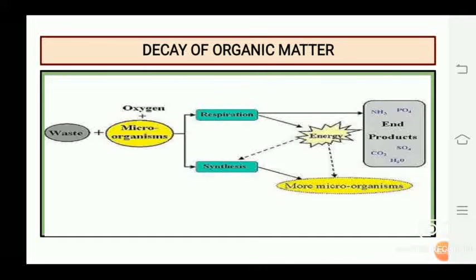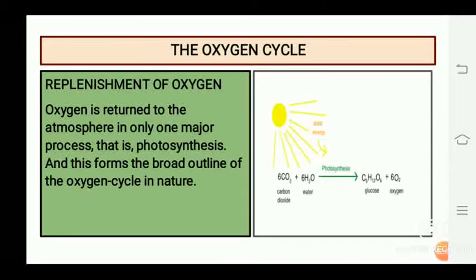Now how is it released or replenished? Replenishment of oxygen: it is returned to the atmosphere by only one major process, that is photosynthesis. In photosynthesis, plants or all the life forms containing chlorophyll prepare food with the help of carbon dioxide and water in the presence of sunlight. Okay. So what are the end products? Glucose, that is C6H12O6, and oxygen. Oxygen is released into the atmosphere.